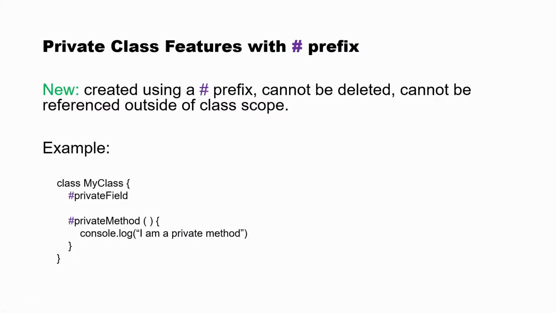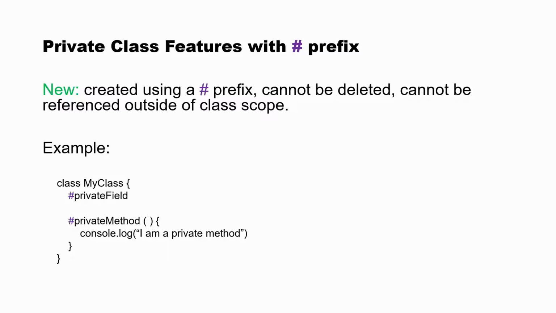Next one we're going to be looking at is the private class features that come with ES12. You can now create a private field using the hashtag prefix in the name. What's different from a public field or method is that the private method or field cannot be deleted and cannot be referenced outside of the class scope. In the example down below, you can see we have a class being declared, and you can see a private field that is prefixed with the hashtag symbol. And the private method is the same, it also uses the hashtag prefix.